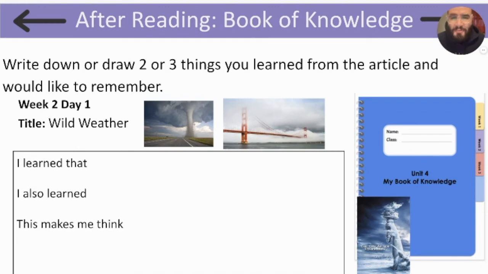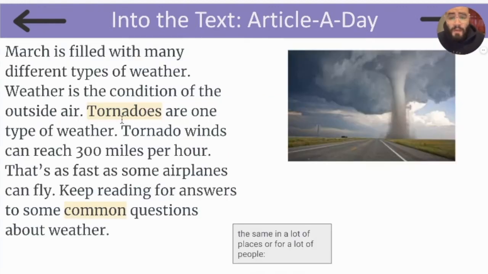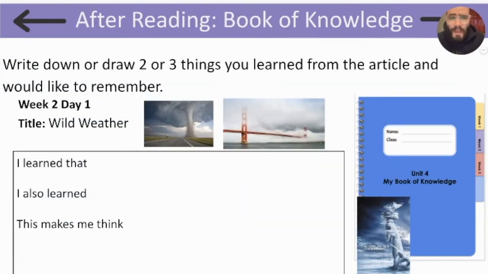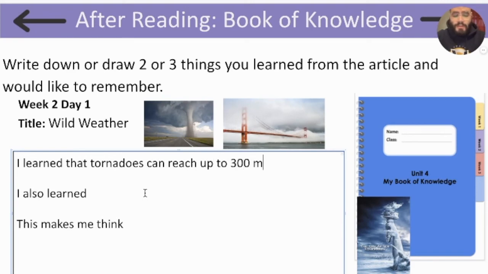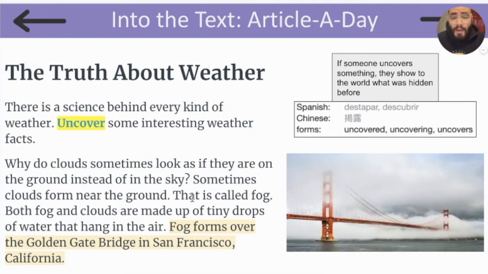As usual, I'm going to go back to my article to find some information to add to my book of knowledge. The first thing I learned is that tornado winds can reach up to 300 miles per hour. I'm going to add that to my book of knowledge. I learned that tornadoes can reach up to 300 miles per hour. I also learned that when clouds form near the ground, it's called fog. I'm going to add that as well.